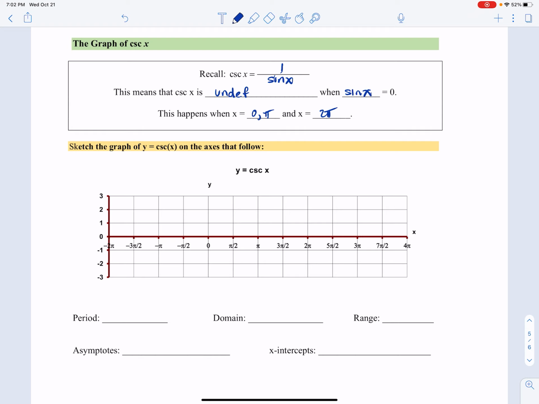Now, in order to graph this function, again, I'm going to put the y-axis here. What we want to do is look at the graph of sine of x first, because we want to be able to base it off of sine of x. I'm going to show you a little trick that we can use to graph reciprocal functions. So there's 2 periods of sine. There's the graph of sine.